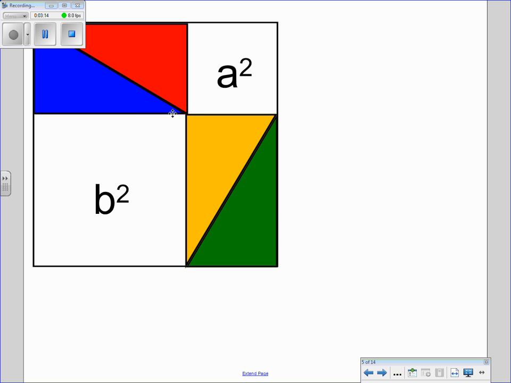Since the next smallest side is B, that means that the area of the bigger white area is B squared, because the area of a square is A times A, or A squared, and here B times B, or B squared. So the total white area inside the bigger square is A squared plus B squared.